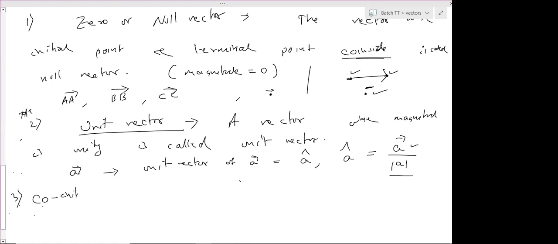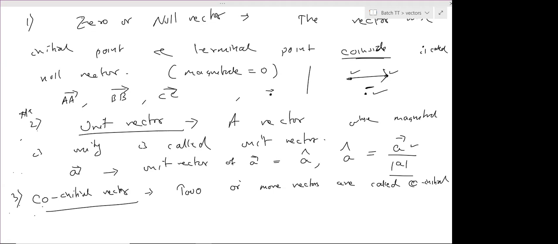Third one is co-initial vector. Two or more vectors are called co-initial vectors if their initial point coincide. Very simple. If all of them start from a single point, they are all co-initial vectors.